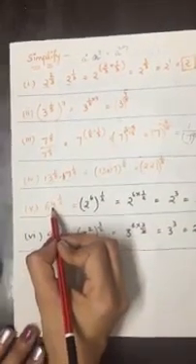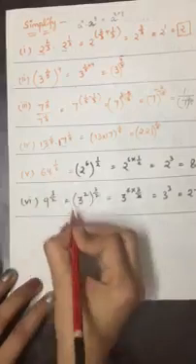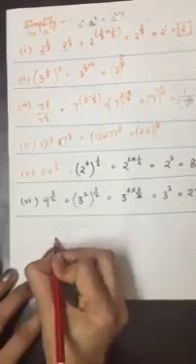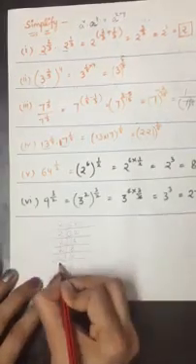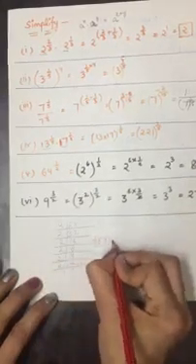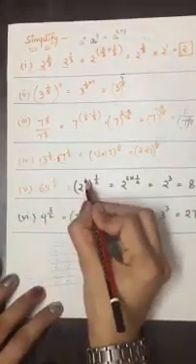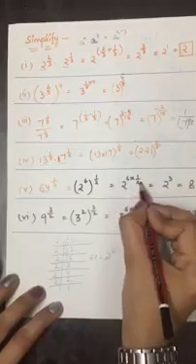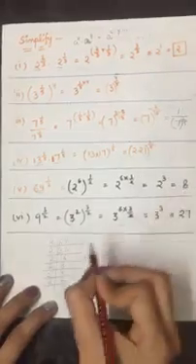Next, 64 raised to the power 1 by 2. How will you solve this? For this, first we'll find out the prime factors of 64. We'll do the prime factorization. 32, 16, 8, 4, 2, 1. 1, 2, 3, 4, 5, 6. So 64 can be written as 2 raised to the power 6. So in place of 64, we'll write 2 raised to the power 6. Its power 1 by 2. Taking power of a power, powers would be multiplied. 2 and 6 cancel. 2 raised to the power 3, that is equal to 8.